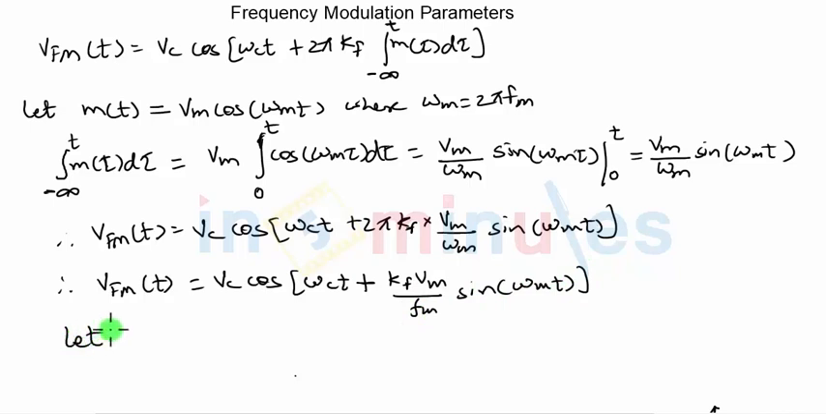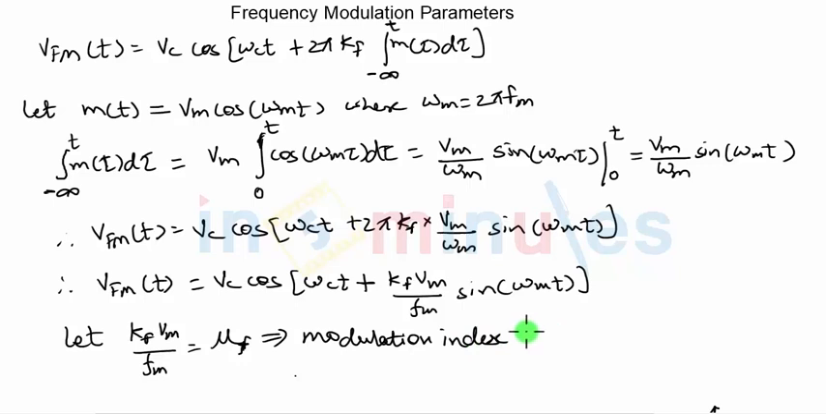I'm going to make one very important substitution, which we will define later on. I'm saying let kf Vm upon fm be a constant for a given modulating signal. Kf was a constant, and Vm and fm are the values associated with the modulating signal. So for the given modulating signal, this whole thing will be a constant. I'm replacing it with the notation mu_f, where mu_f will be called the modulation index of FM. We will define it properly. This is one expression, kf Vm by fm, for modulation index. We will again define it using another expression. I'm attaching suffix f for FM. We will define mu_p, which will become the modulation index of PM.